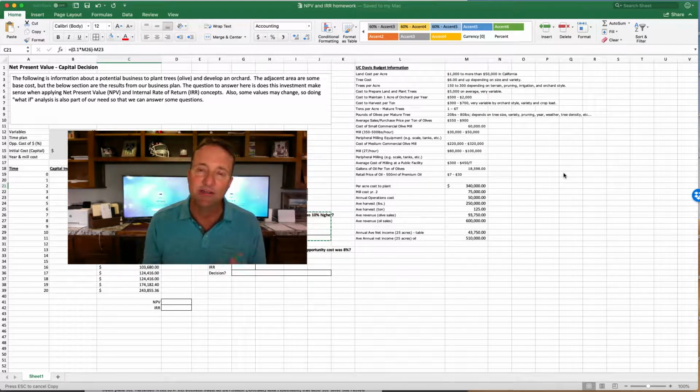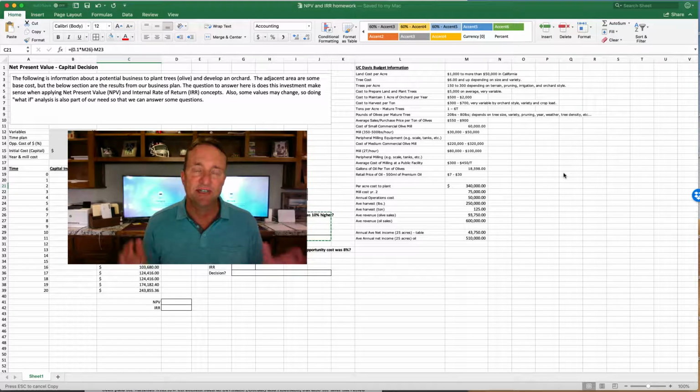So I got some information pulled out from University of California, Davis. Not a lot in Texas yet, a little bit on extension, but we want to put this information to the test. And we want to run what it would look like if we decided to put in an orchard of 25 acres. Now it's going to cost quite a bit of money up front.